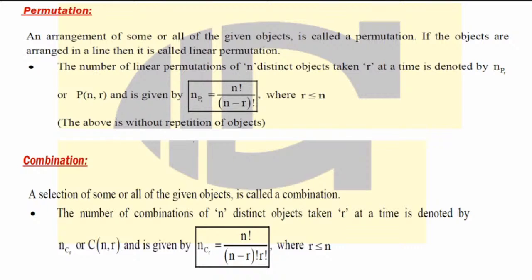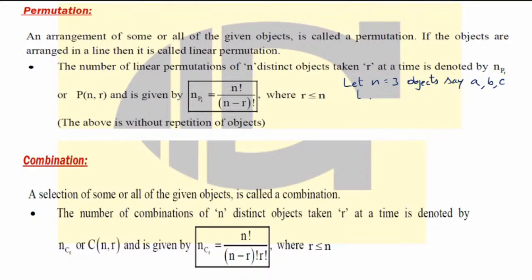This definition is without repetition of objects. What does without repetition of objects mean? I can take from the three objects pencil, pen, eraser: pencil, pen; pen, eraser. That is called without repetition. Okay. To understand in a better way, I am taking three objects. Let n equal three objects, say A, B, C. Let us denote with our childhood class notation: A for apple, B for ball, C for chocolate.